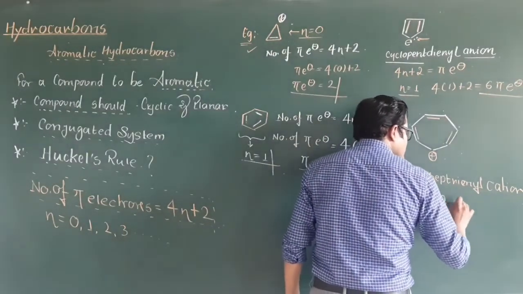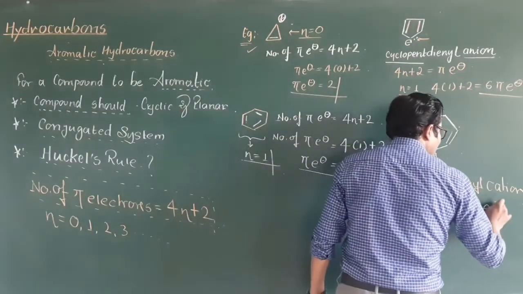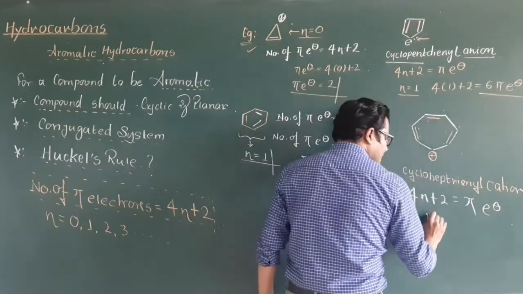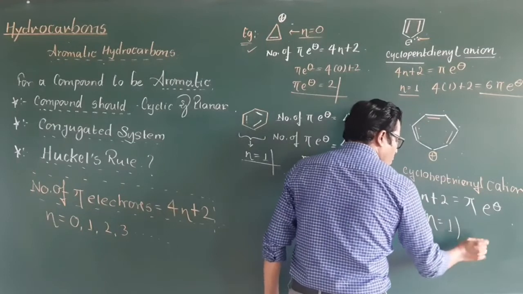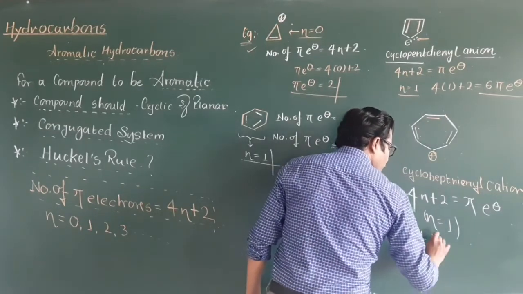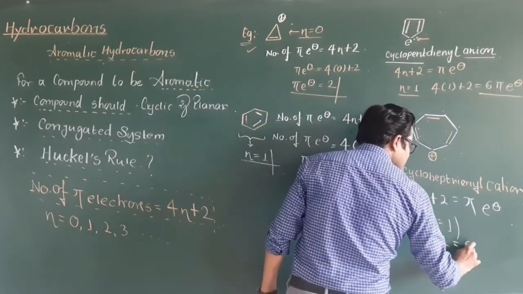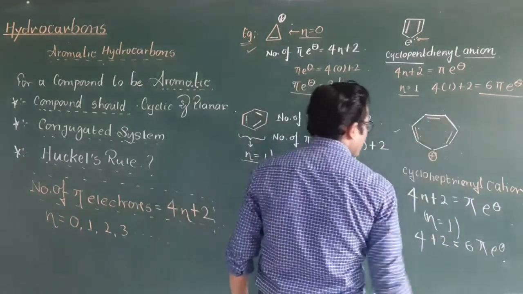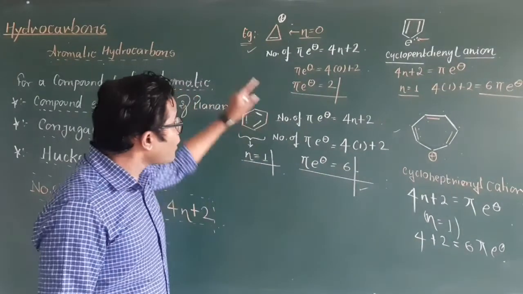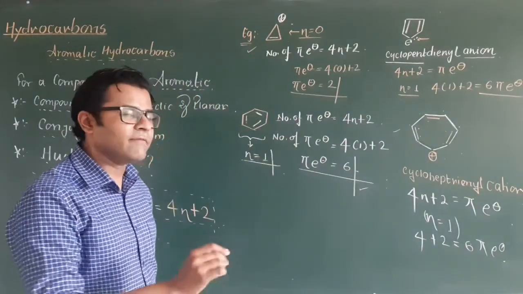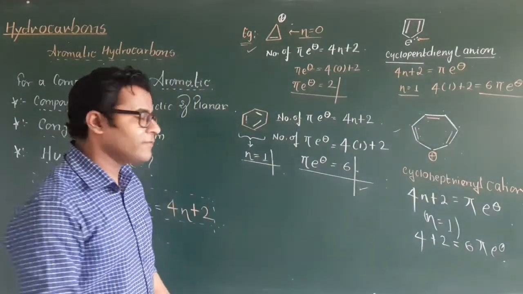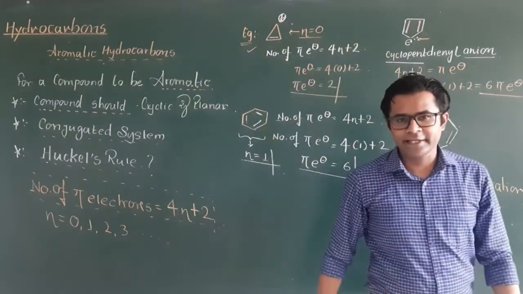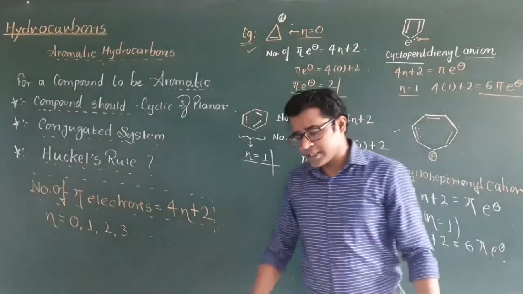Now in this case, what will happen? 4n plus 2 is equal to the number of pi electrons. So 1, 2, 3, 4, 5, 6. 6 again, therefore n is equal to 1. So 4 plus 2, again 6 pi electrons. Therefore, even this one is aromatic. So all these 4 are behaving as per the Huckel rule. Therefore, all these 4 are going to be aromatic in character. That is quite simple.